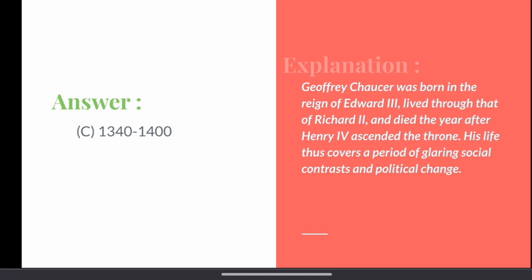The explanation of this question goes like this. It talks about Geoffrey Chaucer. Geoffrey Chaucer was born in the reign of Edward III, and he lived through that of Richard II, and he died a year after Henry IV ascended the throne. His lifespan covers a period of glaring social contrast and political change. You might know that we refer to the Age of Chaucer as the Age of Transition, because there is a lot of political and socio-cultural activity going on in the Age of Chaucer.